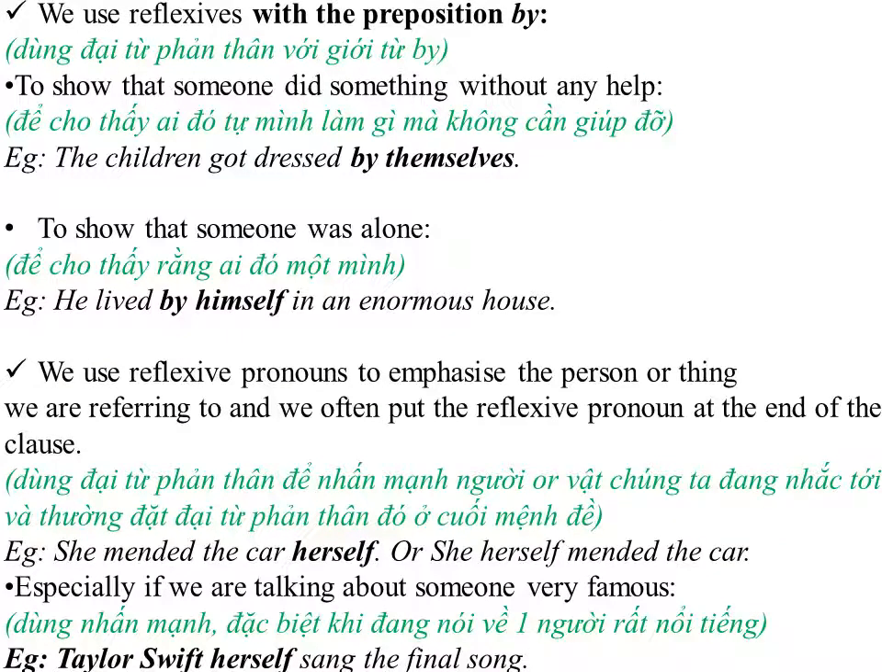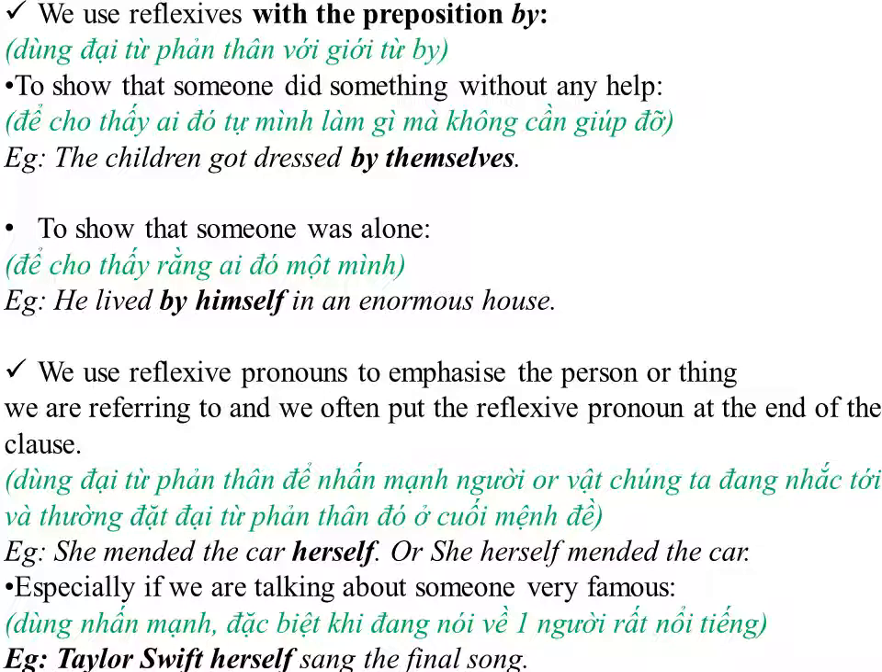We use reflexives with the preposition by to show that someone did something without any help. Example: the children got dressed by themselves. To show that someone was alone. Example: he lived by himself in an enormous house.